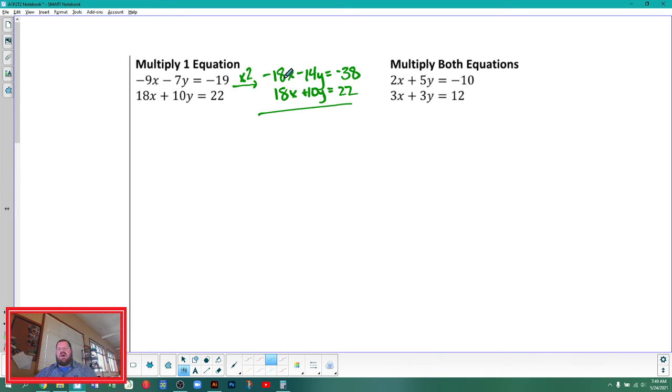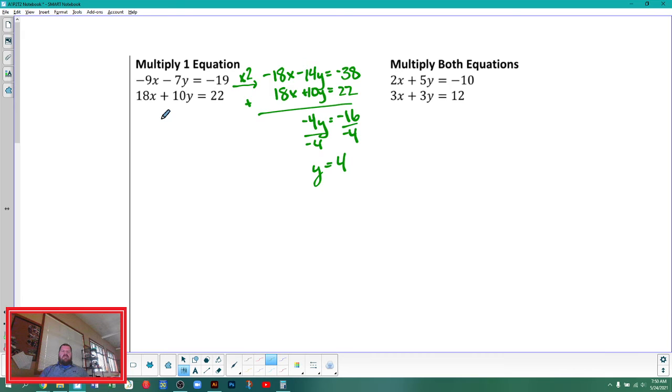Now I notice I have opposites here, so I'll add. And the negative 18 plus 18 will cancel itself out. It's going to be 0x. Negative 14 plus 10 is negative 4y. And negative 38 plus 22 is going to be negative 16. And so I'll divide by negative 4. And I'll get y is equal to positive 4.